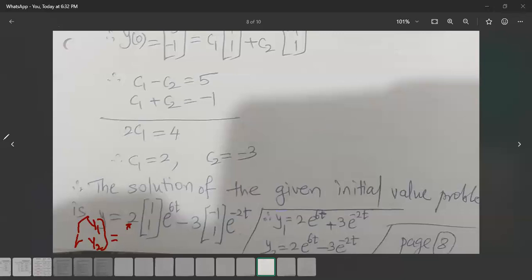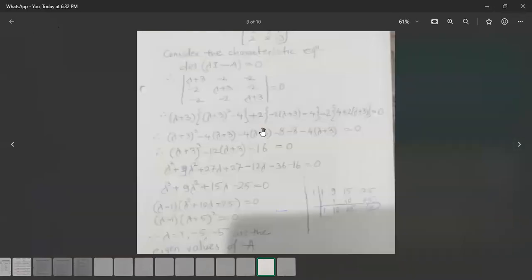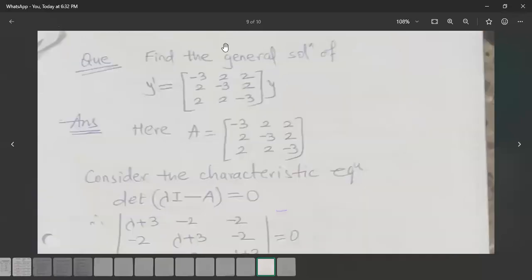Now I would like to move to a similar kind of question. Only the fact is it is not an initial value problem. It is a general solution, and I have taken 3 by 3. See, find the general solution of y dash is equal to this matrix times y. It's a 3 by 3 one. So you can see A is this matrix.